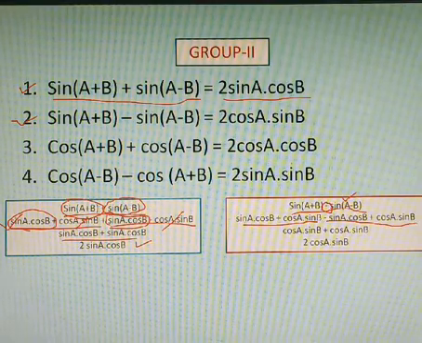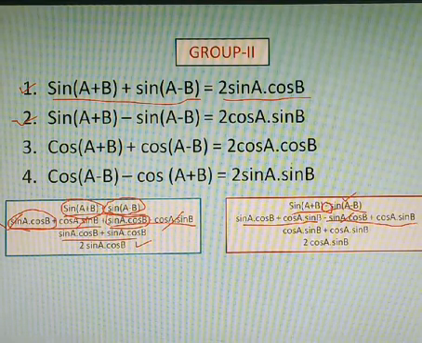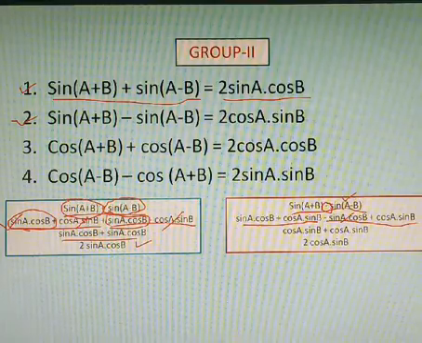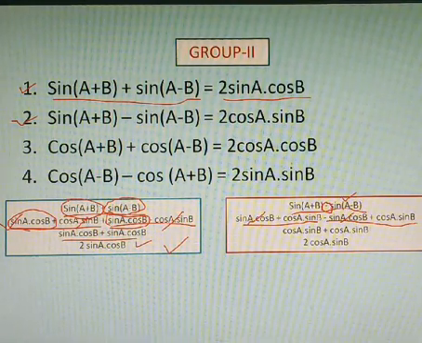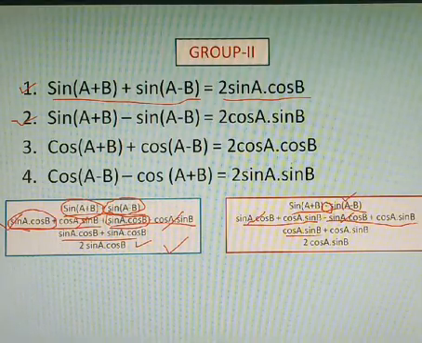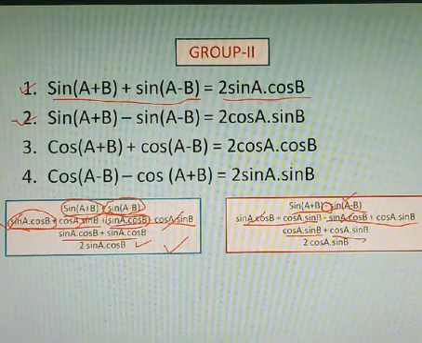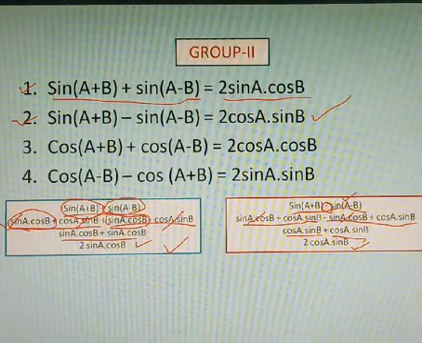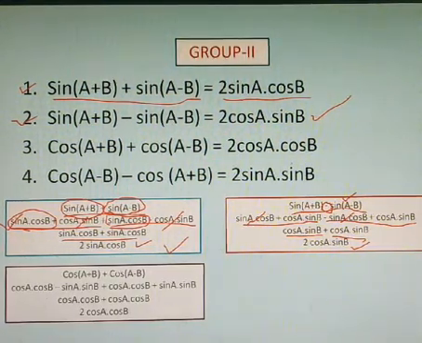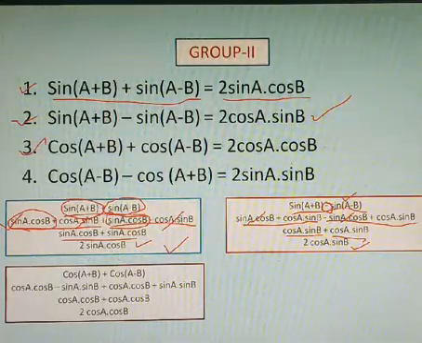And again, in the same way that we have done in formula number 1, we'll cancel these two out. What remains? Cos A into sine B, cos A into sine B, and finally that will be 2 cos A into sine B. And similarly we go with formula number 3.